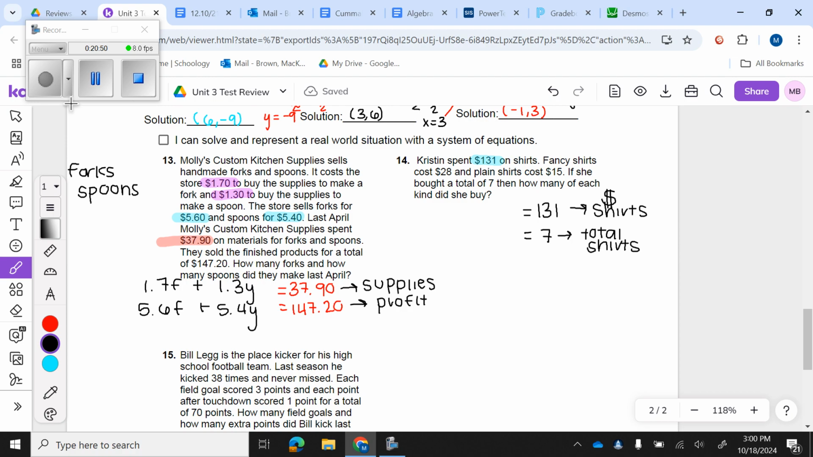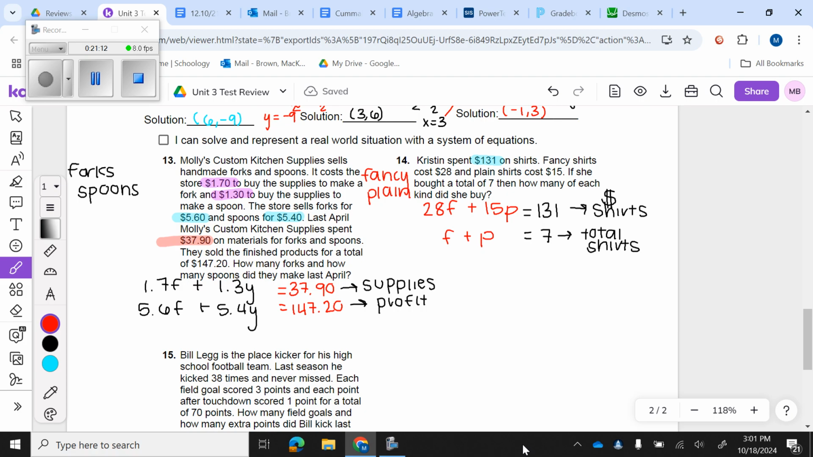How many of each did she buy? Well, y'all, the two things we're talking about are fancy shirts and plain shirts. So my fancy shirts plus my plain shirts should equal 7. And a fancy shirt is 28, so 28F plus 15P equals 131.